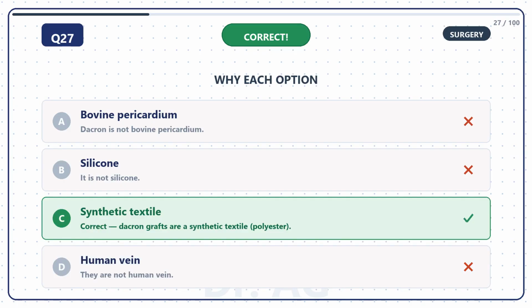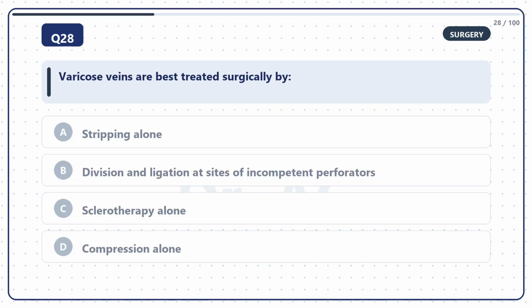Synthetic textile. Question 28. Varicose veins are best treated surgically by option A. Stripping alone. Option B. Division and ligation at sites of incompetent perforators. Option C. Sclerotherapy alone. Option D. Compression alone.